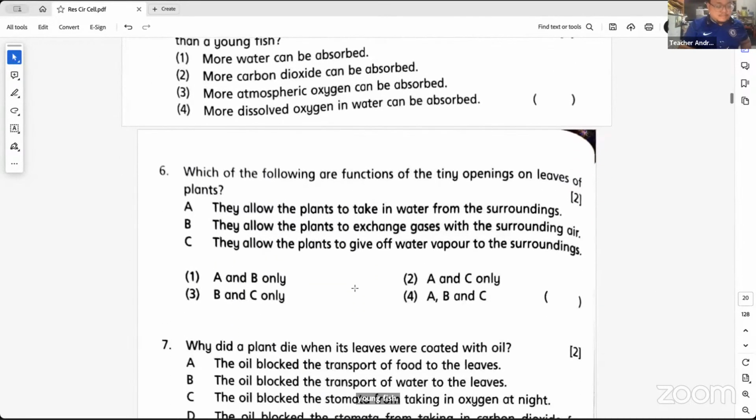All right. Next up, which of the following are the functions of the tiny openings on the leaves of plants? Is it A, allow the plant to take in water from the surroundings? Is it B, the plants exchange gas? Or C, the plants give out water vapor? So which are the correct functions of the openings on the leaves? In this case, the tiny openings are called stomata. All right. Any volunteers to answer the question?